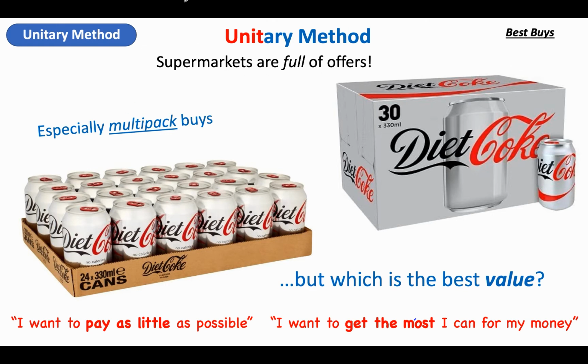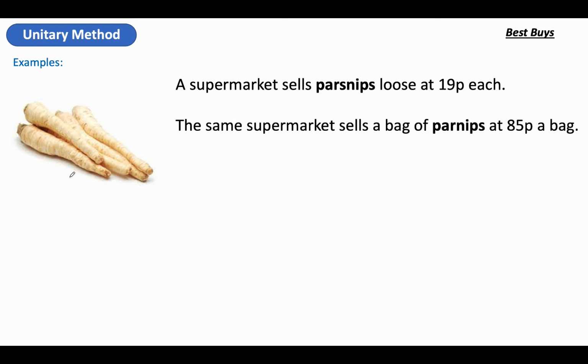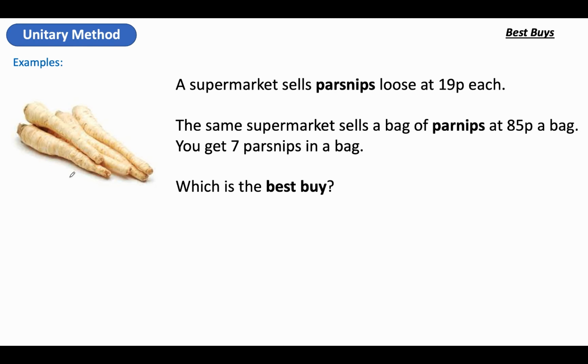Okay, which was the last lesson we looked at. Or if it wasn't, maybe go and have a look. Right, what are these? No, they're not mooli. No, they're not horseradishes. They are, in fact, parsnips. Now, this supermarket sells parsnips loose at 19 pence each. But then the same supermarket sells a bag of parsnips at 85 pence for a bag of them. Okay, now in a bag you get 7 parsnips. Now, which is the best buy? Which is the best offer?